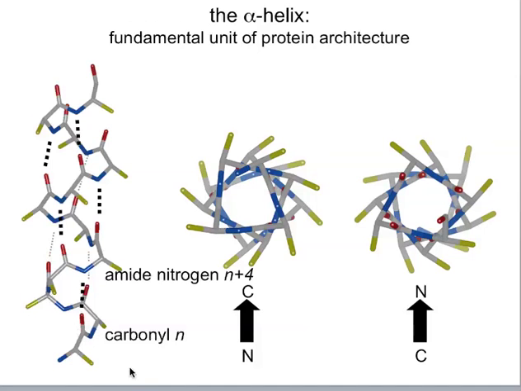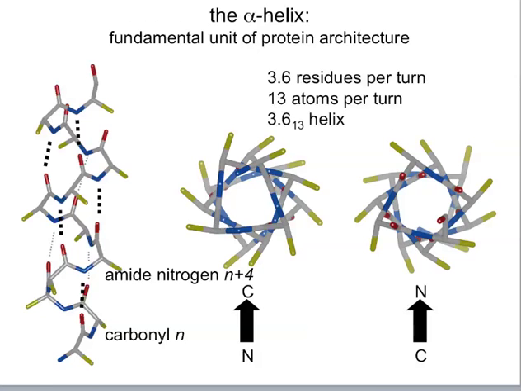Let's look a little closer. There's a carbonyl carbon N, and an amide nitrogen N plus 4 residues away, and I'll let you count those up. But just spend a second making that count yourself so you can see how many amino acids away the hydrogen bonding partner of that first carbonyl is. In general, however, we say that there are 3.6 residues a turn. So you see it takes us about 3.5 residues to get back to where we were in the chain. And why is it a fraction?